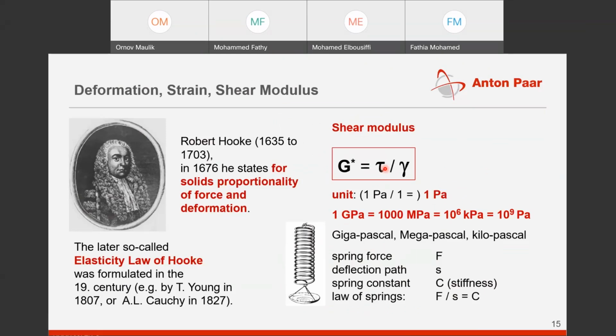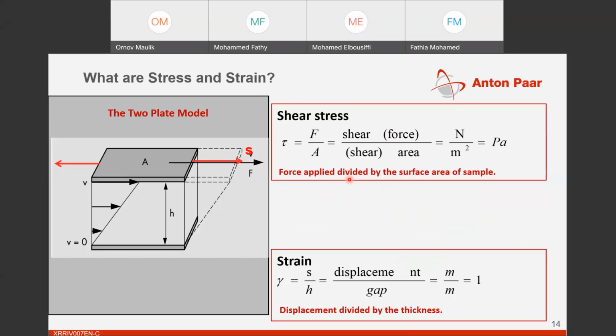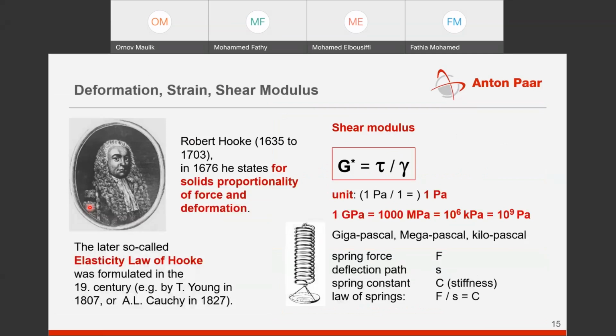Now, after defining this strain and stress, we would define a parameter called modulus, that is G star, given by stress divided by strain. So in any oscillatory measurement, we define strain and measure stress. Then the software automatically divides this stress by strain and gives you a quantity known as the complex shear modulus.